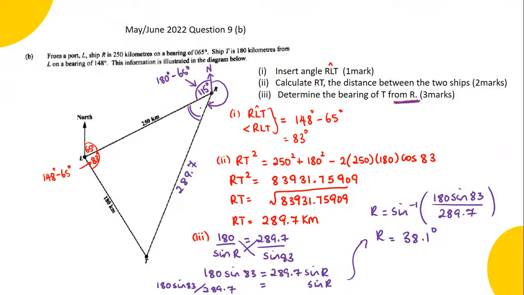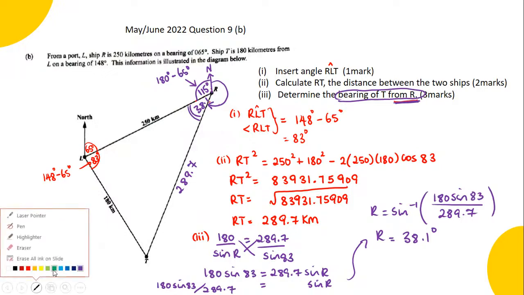So this angle here, we just worked it out to be 38.1 degrees. Now remember, our ultimate goal was to determine the bearing of R from T, okay? So it was this angle here we wanted to calculate, the bearing of R from T. So let me just change the color since the board has a lot of writing. To get this missing angle, we know these two angles plus this angle here makes up 360 degrees. So you simply take 360, subtract these two angles, and we will get our missing angle.